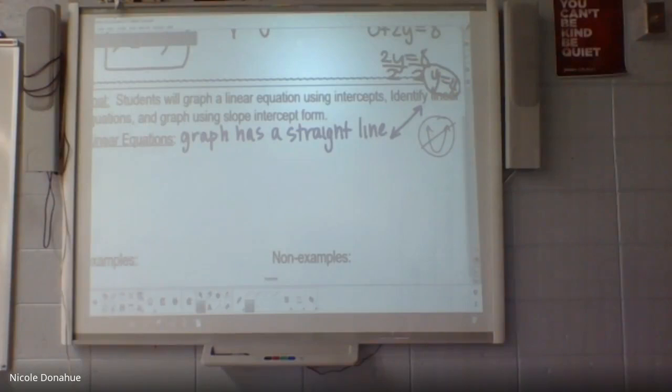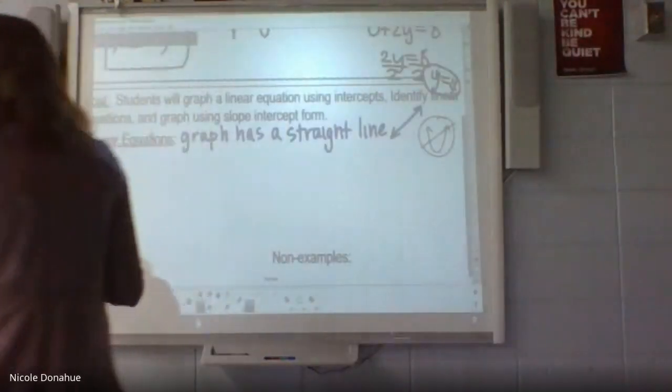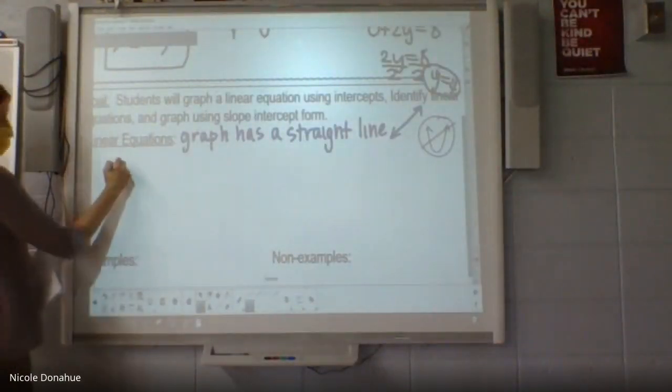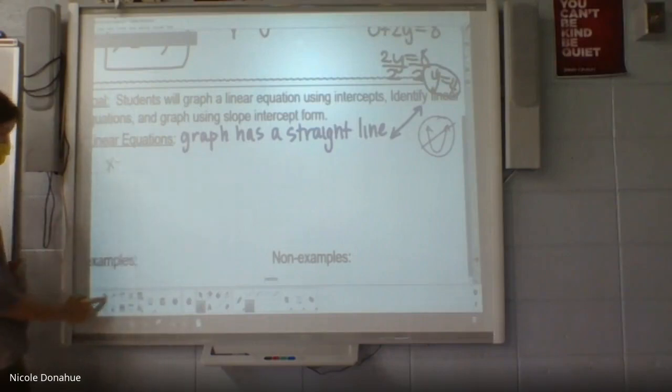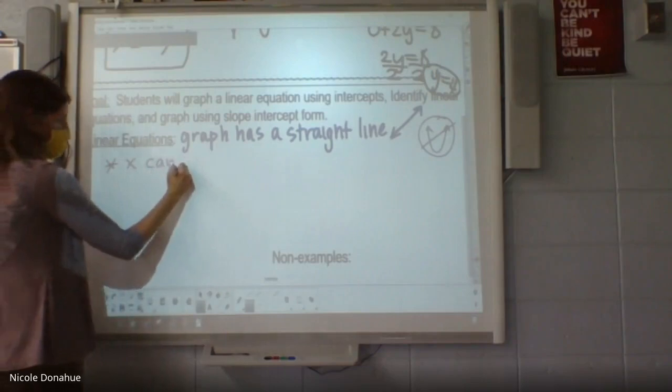And we're going to write down some criteria that would tell us if something's going to be a linear equation or not. So I will do some examples and then non-examples, the ones that don't work. So the first one is x can't have an exponent. X cannot have an exponent.